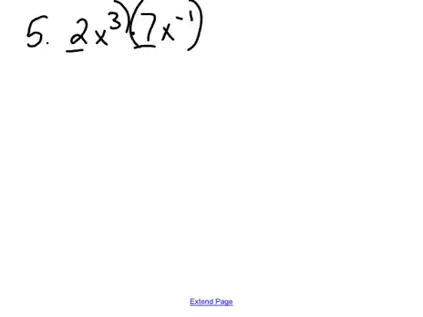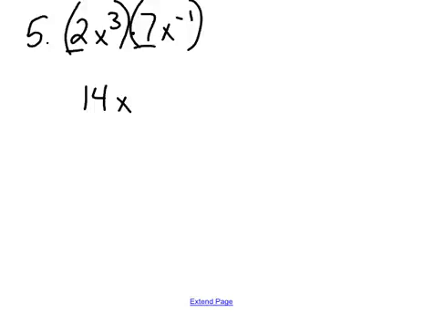For some reason, I didn't have number 5 on our note sheet on the smartboard. So let's talk about 2x cubed times 7x to the negative 1. Okay, so first off, you have 2 and 7. I could write it like this too if it makes you feel better. 2 times 7 is 14, then x.